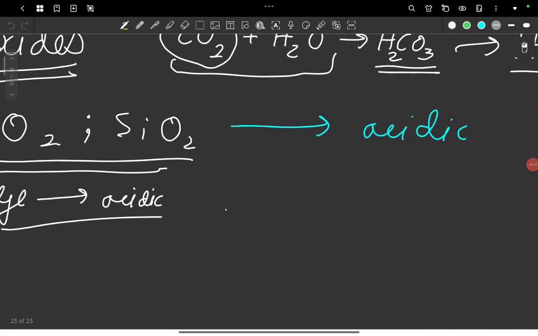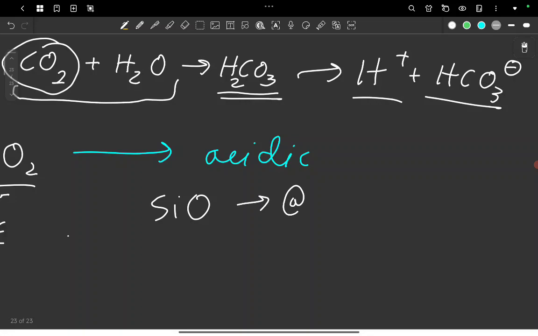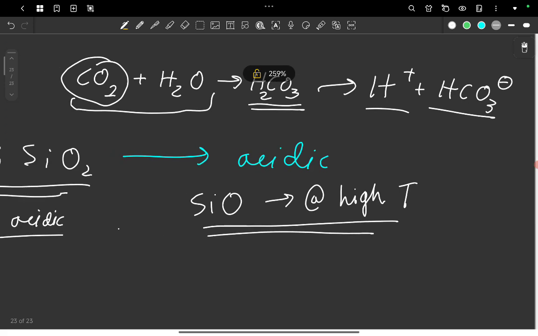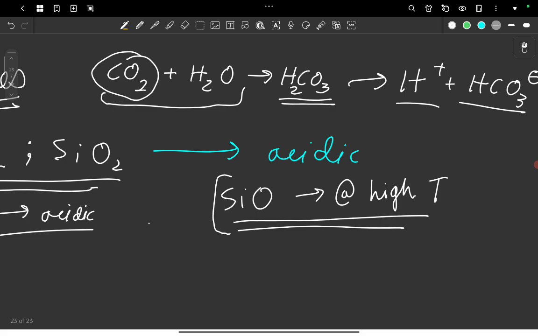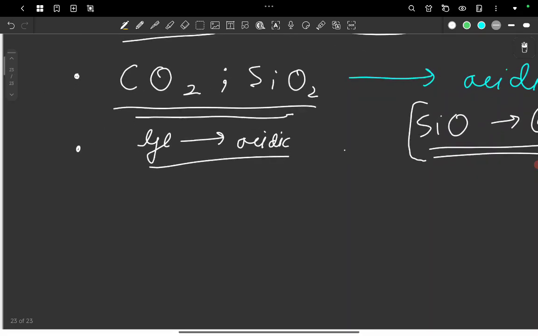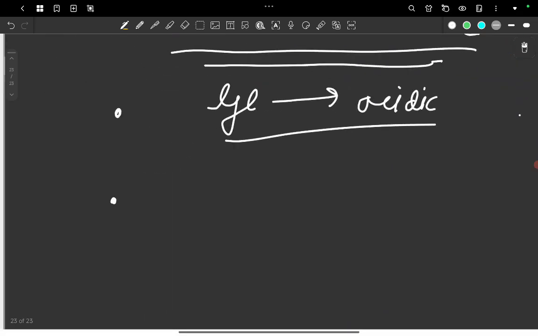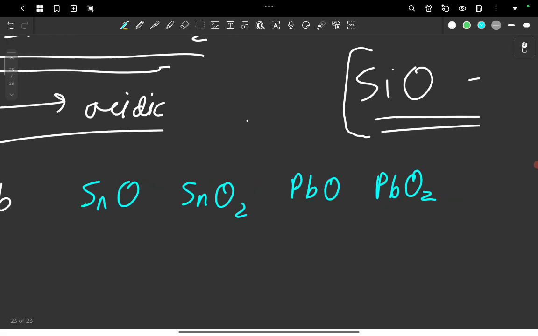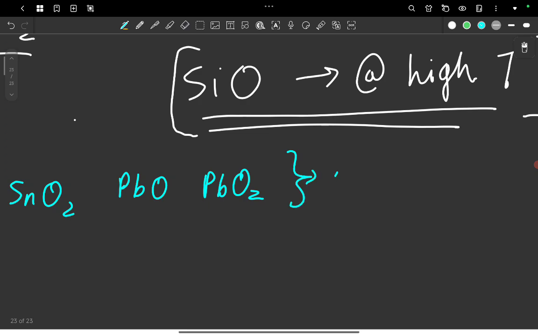While the lesser known SiO only exists at high temperatures. The NCERT does not mention whether this is acidic or basic, so they won't ask you that. Just remember that it exists only at high temperature. Now, any oxide of tin or lead, be it SnO, SnO2, PbO, or PbO2, these are always amphoteric.